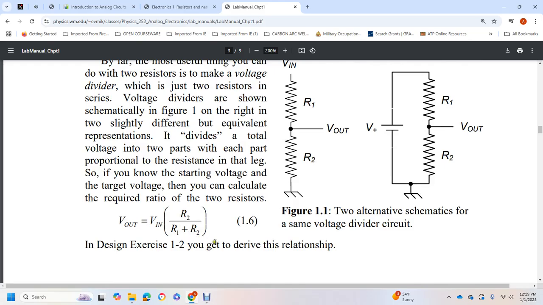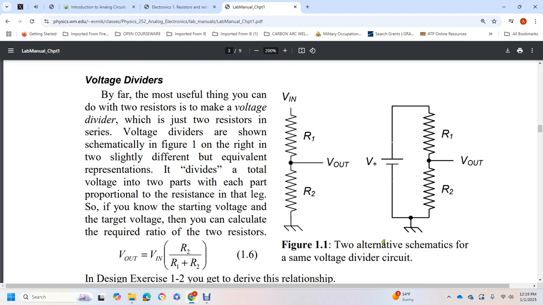In design exercise 1, you get to derive this relationship. Figure 1.1 shows two alternative schematics for the same voltage divider.